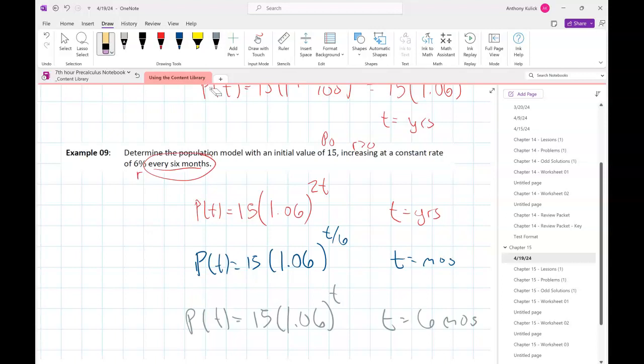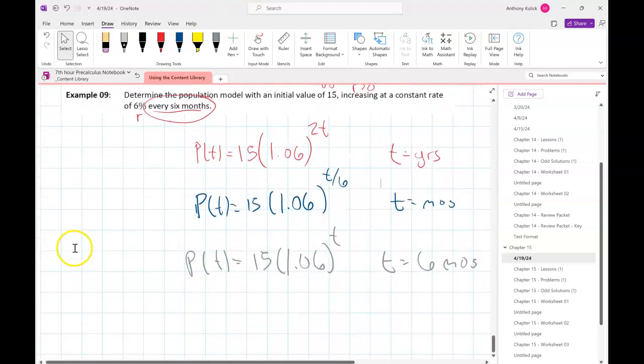But usually if I was to pick between these, it would depend on the context of the question. Like if it asked how many years, I would want to use the one with years. If it asked for how many months, I would want to use the one in months. So I'm going to be a little bit specific to the wording of the question in deciding how I want to construct that model. Does that make sense? There's lots of correct ways to write the model, but the one you'd want to choose depends on what you want to do after you've written it.